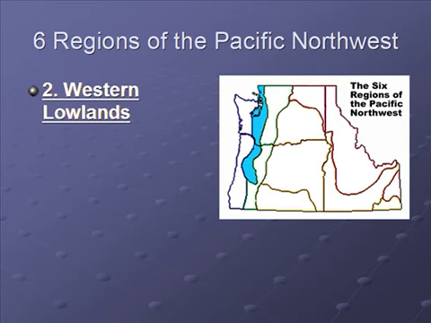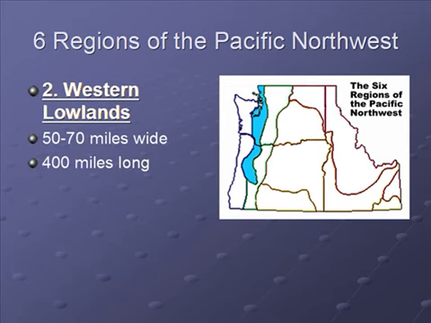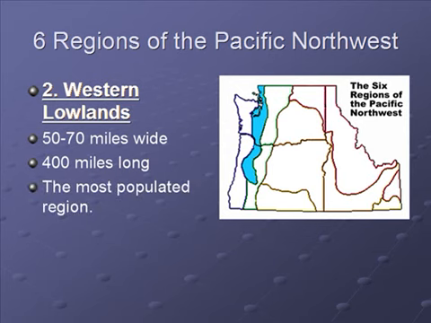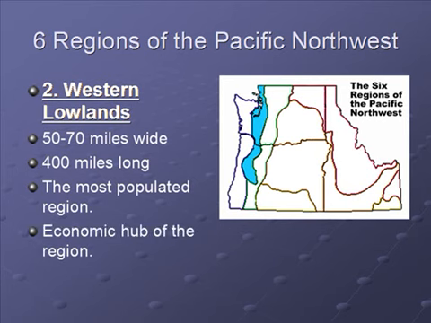The second one, moving inland, is the western lowlands. Again, this is only 50 to 70 miles wide. It's over 400 miles long from Canada through the Willamette Valley in Oregon, and it is the most populated region in the Pacific Northwest. It is often known as the economic hub of the region.